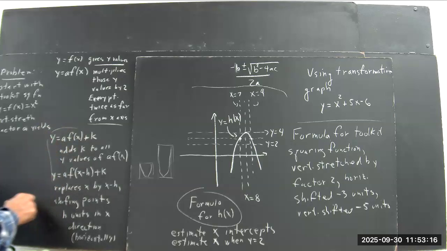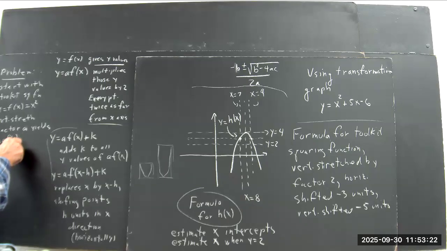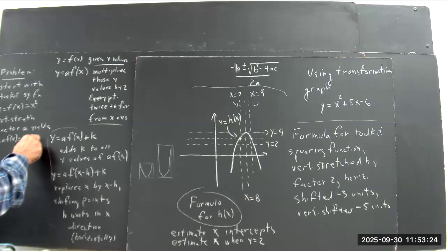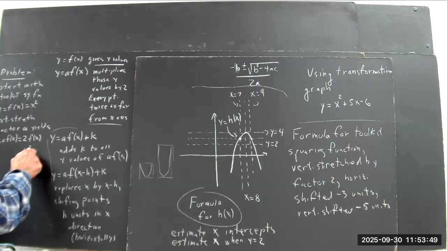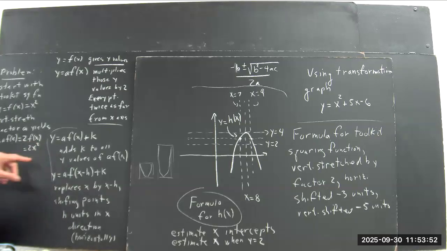The vertical stretch factor a yields y equals a f of x equals 2 f of x. Now we could write 2 f of x as 2 times a quantity. We're not going to do that, never mind. It gives us 2 f of x, and that would be 2x squared. I guess that's worth writing out. Dealing with limited space here. But remember, f of x is x squared.